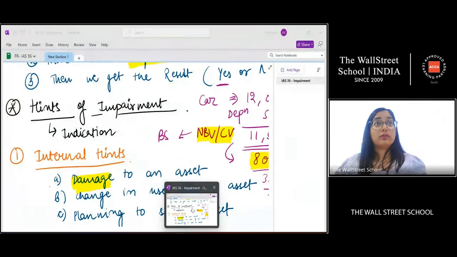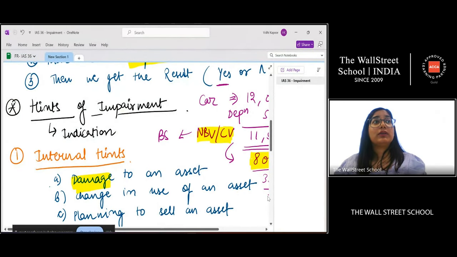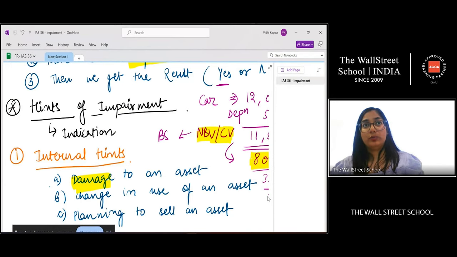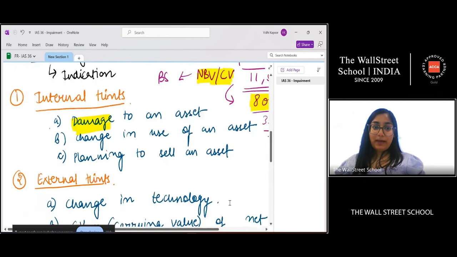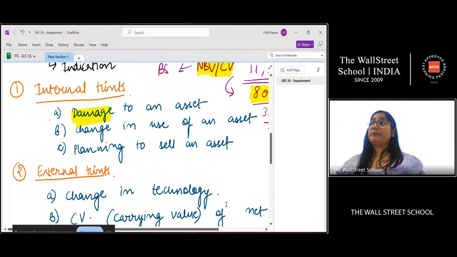डीवैल्यूएशन और इम्पेयरमेंट में क्या अंतर है? डीवैल्यूएशन मतलब कि हम लोग रिवैल्यूएशन मॉडल जैसे यूज कर रहे होते हैं, तो इन दैट केस हमारे एसेट की जो भी वैल्यू होती है उसकी मार्केट प्राइस चेंज हो रही है, दैट इज व्हाई वी आर चेंजिंग. यस, ठीक है. अनदर इंडिकेटर ऑफ इम्पेयरमेंट इज प्लानिंग टू सेल एन एसेट. यस वी विल, अभी मैं बताती हूँ कि वो कैसे देखेंगे.